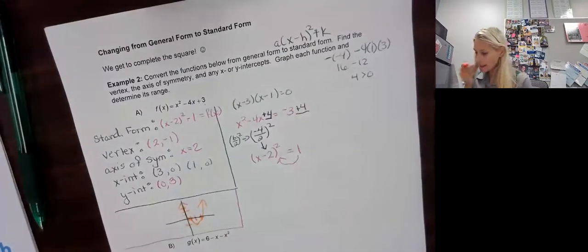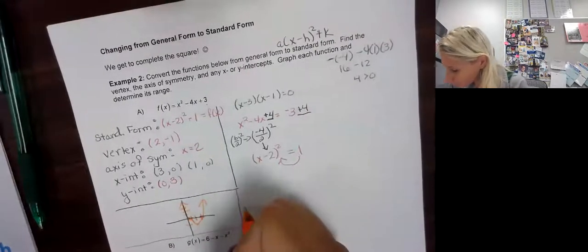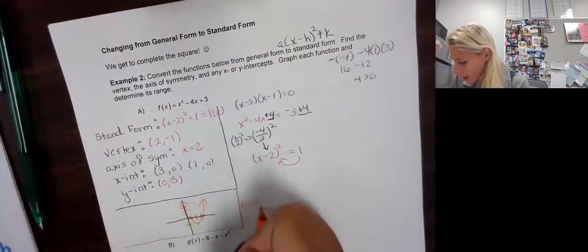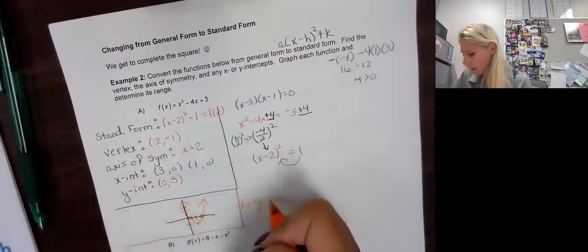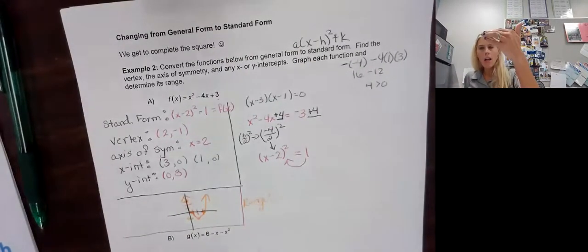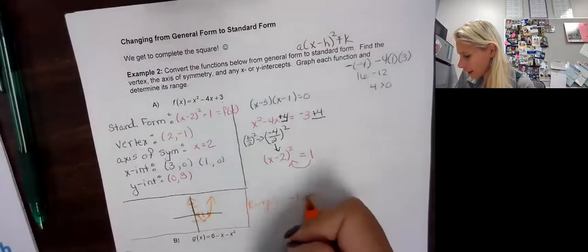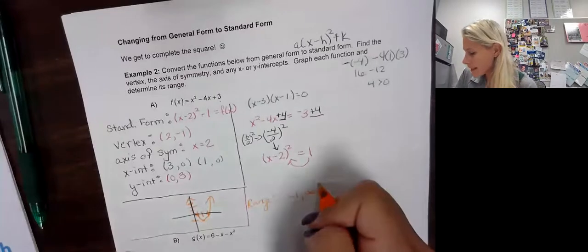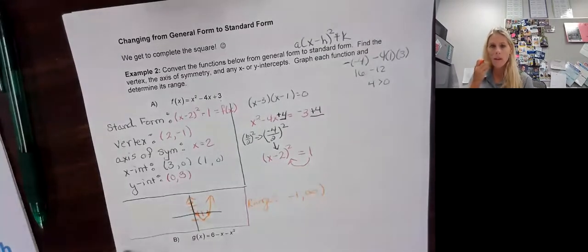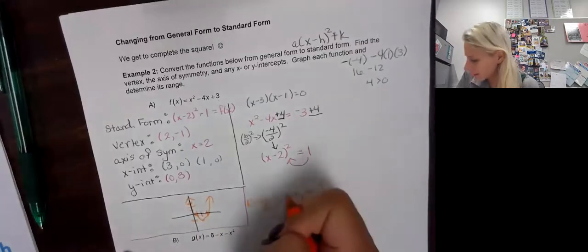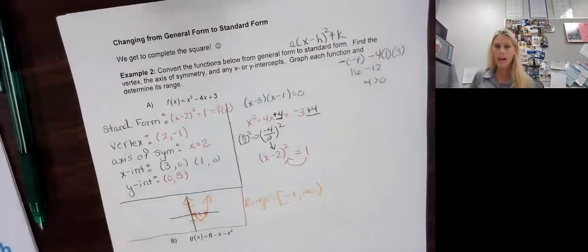Now, let's do our range because that's what it asks for, range. Now, range, remember, is how far down to how far up. So how far down did we go? We went to -1, and it goes up to infinity. Parentheses, always around infinity. And did it get to -1? Is that filled in? Yes, it is. So we have our bracket.